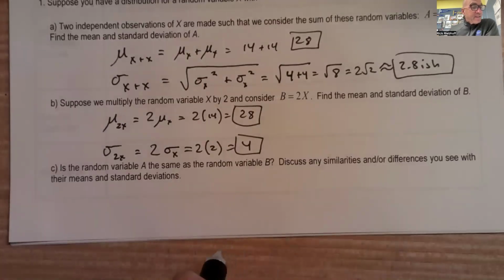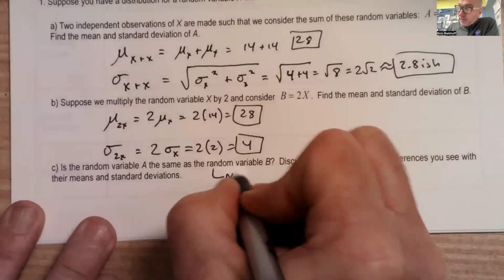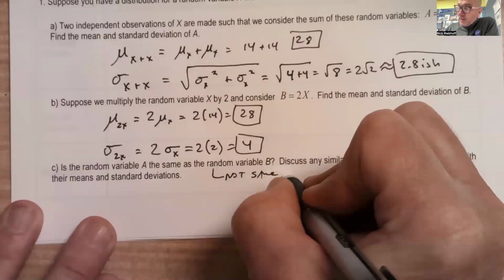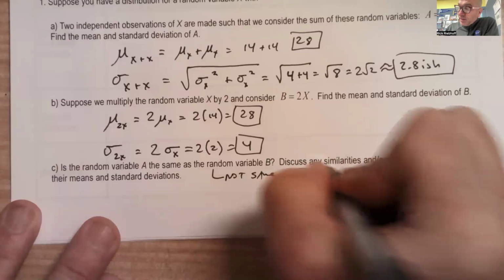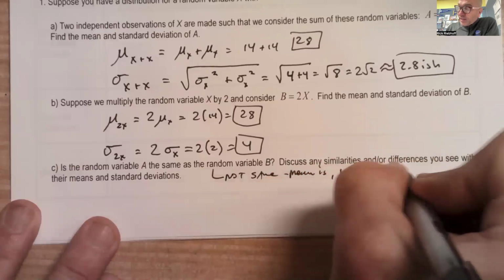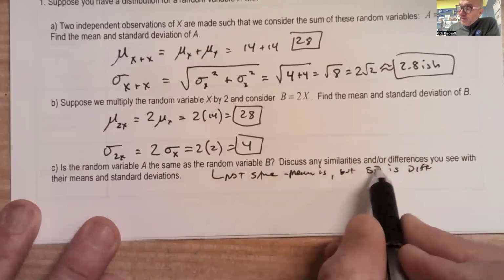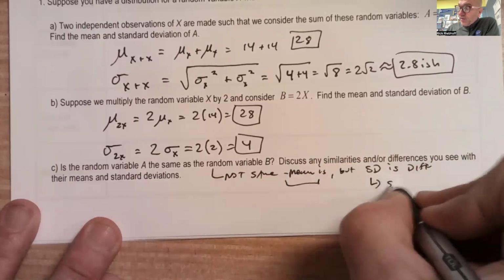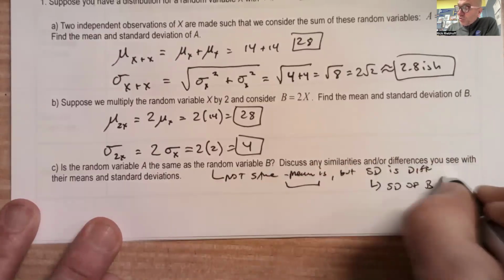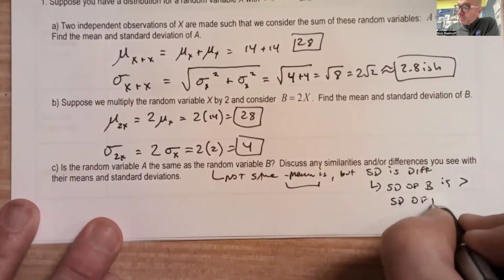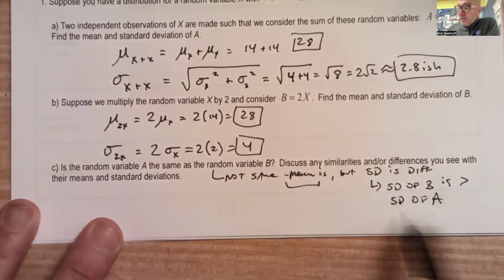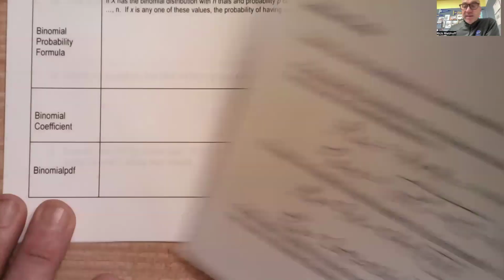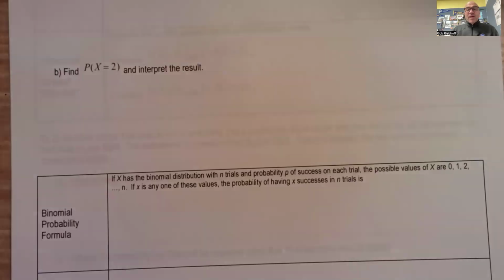Discuss any similarities and differences you see with their means and standard deviations. Is the random variable A the same as the random variable B? No, they are not the same. The means are the same, but the standard deviation is different. I want to explicitly compare: the means are the same, but the standard deviation of B is greater than the standard deviation of A. That's it. We did it. Fun stuff. All right, we'll see you on the next video.